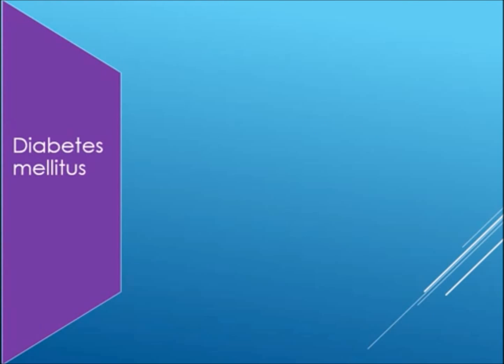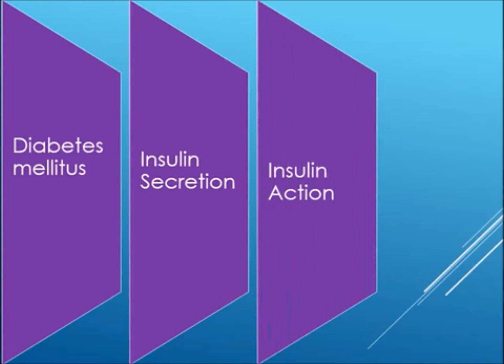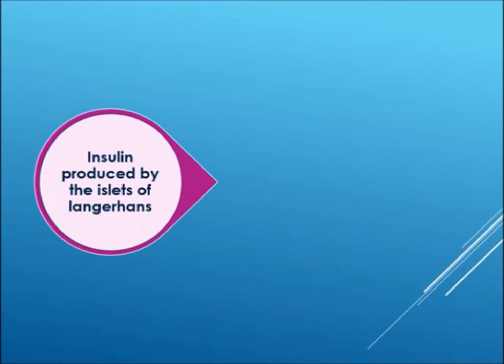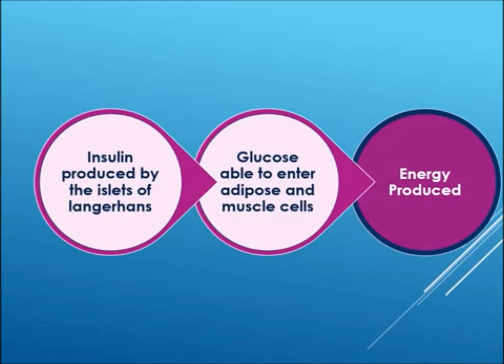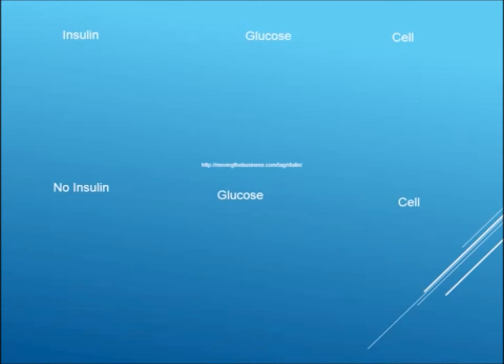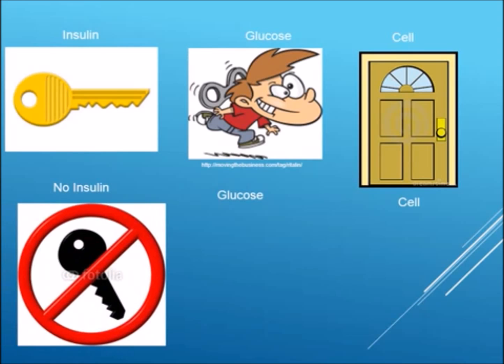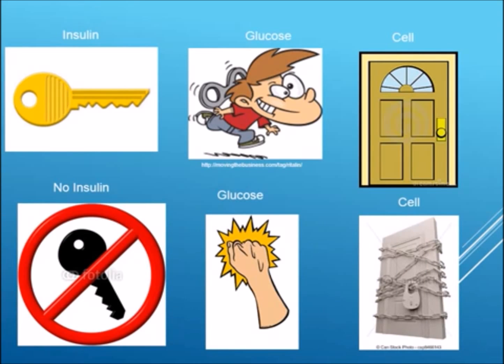Diabetes is a metabolic disorder in which hyperglycemia is a result of a defect in insulin secretion, insulin action, or both. In the normal person, insulin, which is produced by the pancreas, regulates glucose by assisting glucose to enter the adipose and muscle cells where it is used to produce energy. Insulin is the key for glucose to get into the cell. Without insulin, glucose, no matter how hard it tries, can't get into the cell.